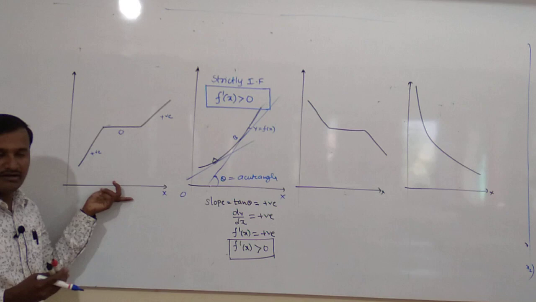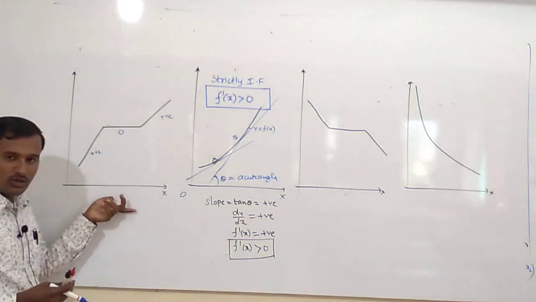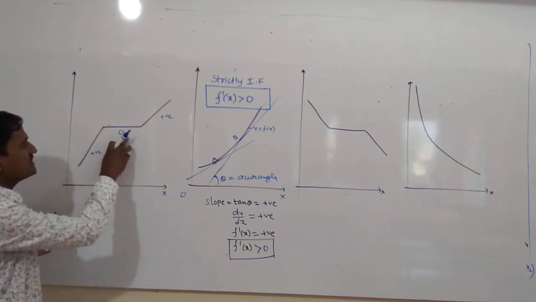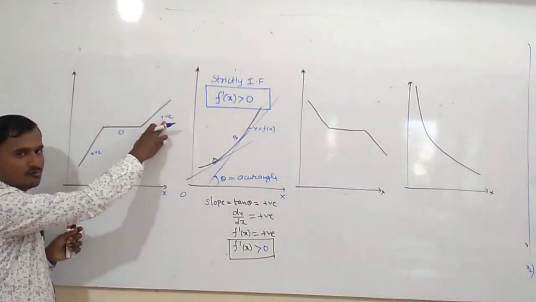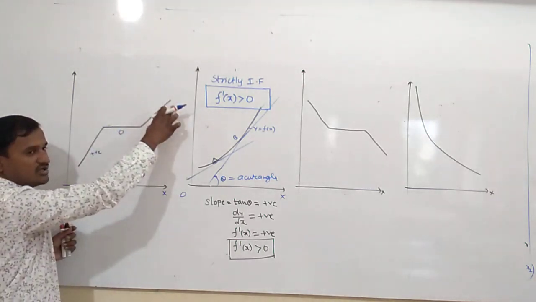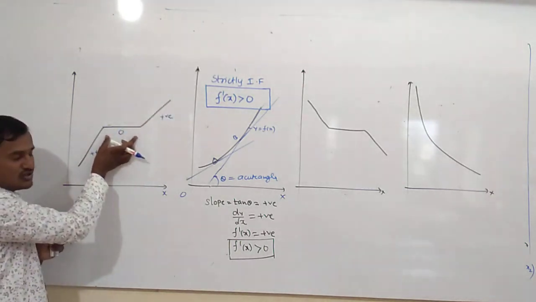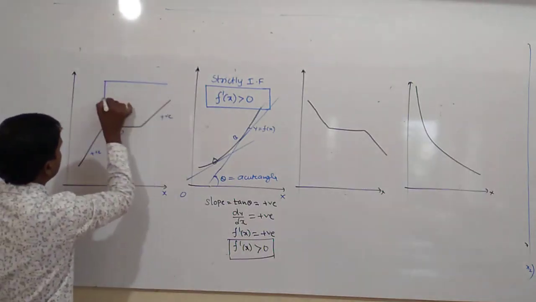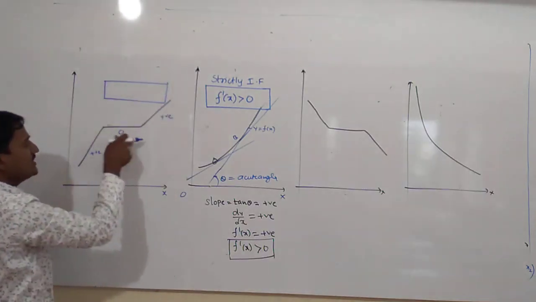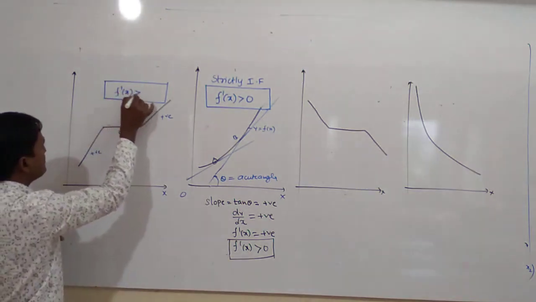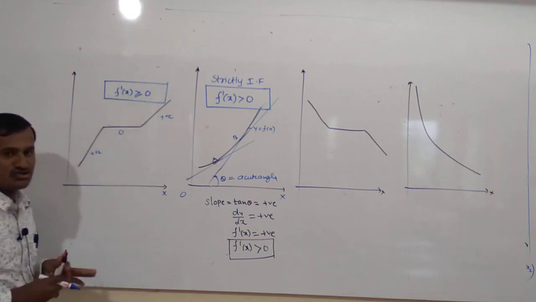You already know that any line which is parallel to the x-axis has slope 0. So here you are getting slope 0, and here the slope is more than 0, slope is more than 0, slope is equal to 0. By combining all these, here we are getting the condition for an increasing function, that is f dash of x is more than or equal to 0.